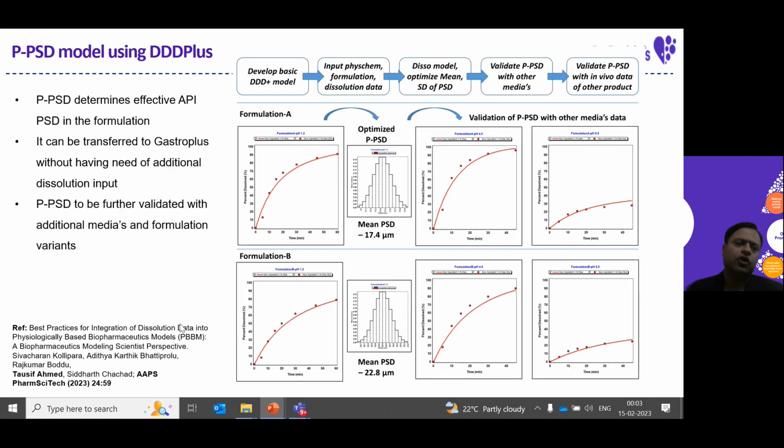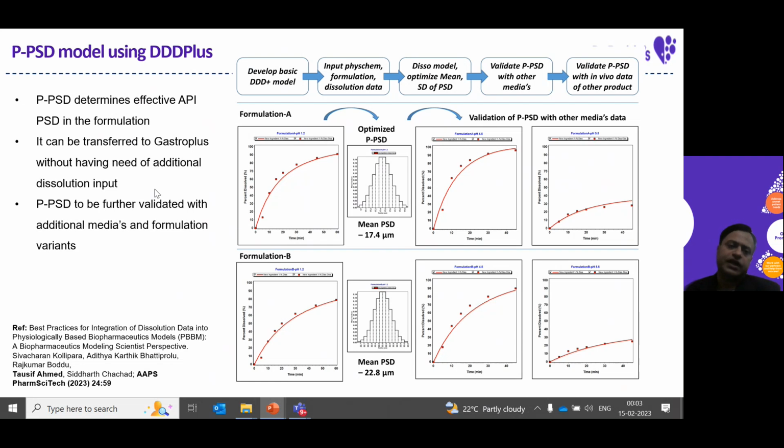Again, as I said, we are going to talk about the PPSD model, which can be used using the DDDPlus module. We can develop the PPSD model to determine the API PSD in the formulation. And this figure describes that. Just take an example of a formulation A, where we can fit the dissolution profile by varying certain parameters. Once we fit the dissolution profile at a particular pH, we can get the optimized PPSD. And as you can see, in this case, we have obtained the mean PSD.